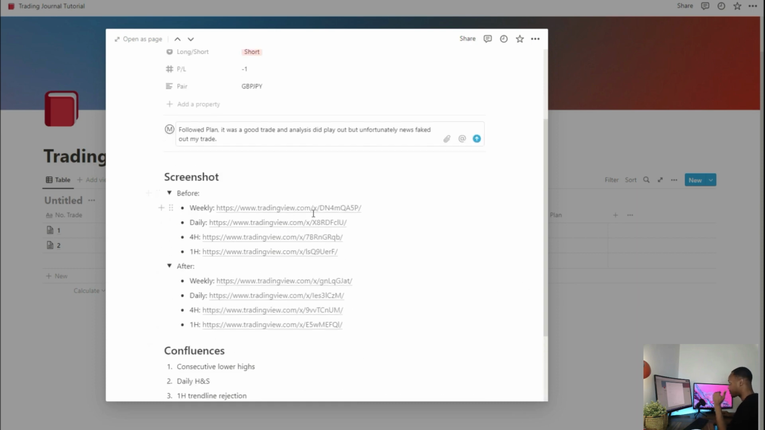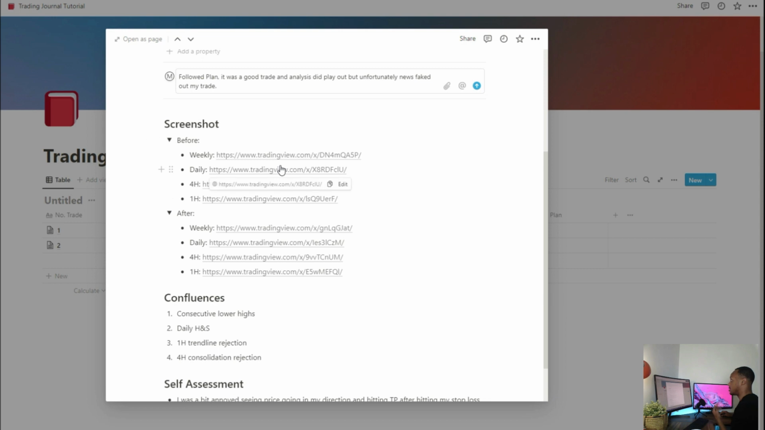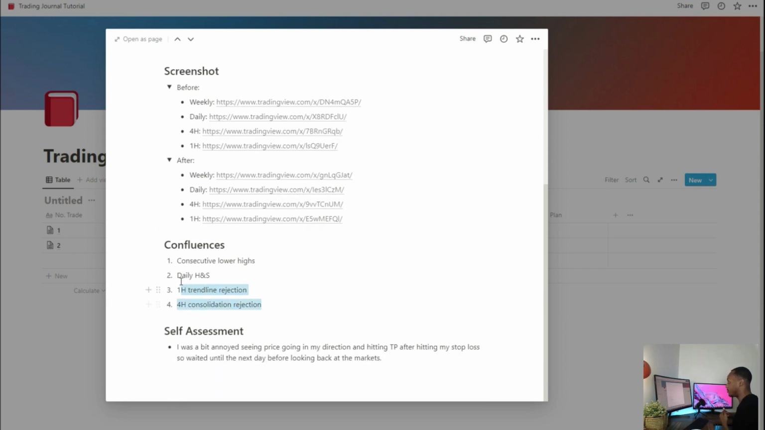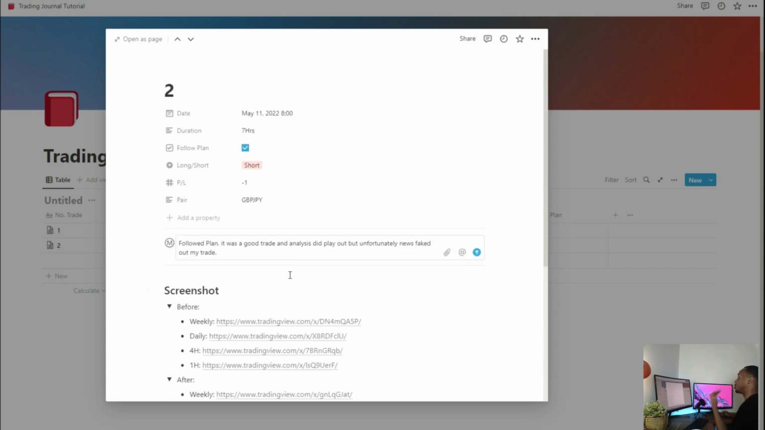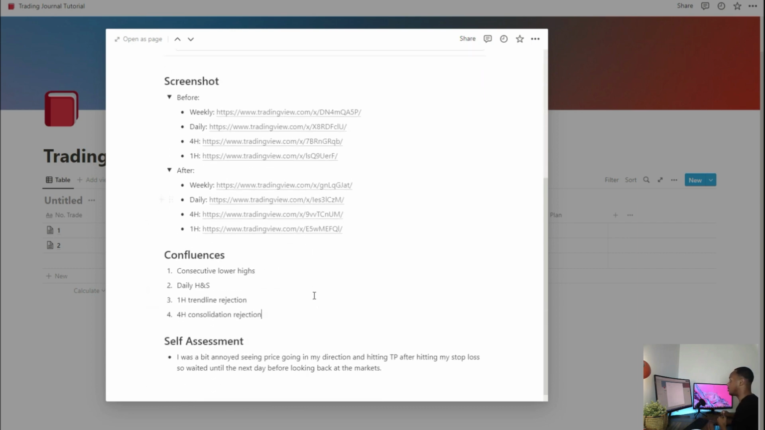But again, same format, same everything, taking the screenshots before and after, seeing how the trade played out. And again, you can see here I've got 4 confidences, so not as many as the previous trade. Not saying that 4 is the reason why it lost, but you can see what confidences are consistent with the winners and what confidences are consistent with the losers. But yeah, this is how I journal my trades, so I can get the whole breakdown of the trade.